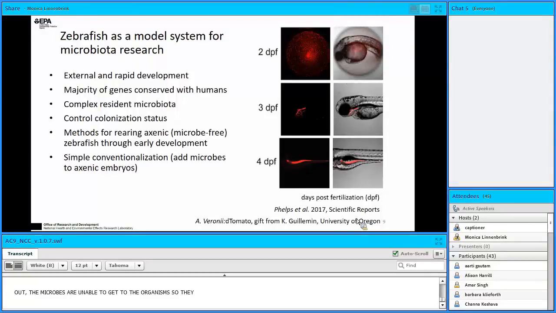Once the fish hatches out at 3 days post-fertilization, these microbes quickly colonize the pharynx, and within a day they have colonized the full extent of the intestinal tract, and that is, for this particular microbial species, its preferred biological niche. So colonization happens incredibly rapidly, and this is a system in which you can control the colonization status in a number of really interesting ways.